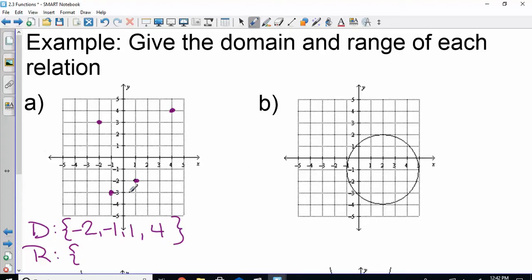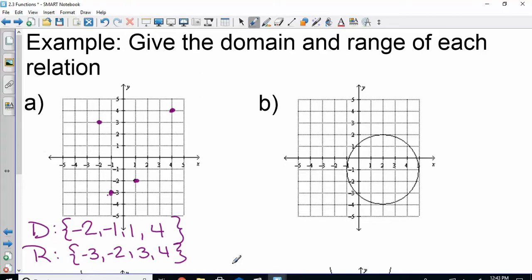The range would be your y's. You can put them in any order. So the y values of these points would be -3, -2, +3, and +4.